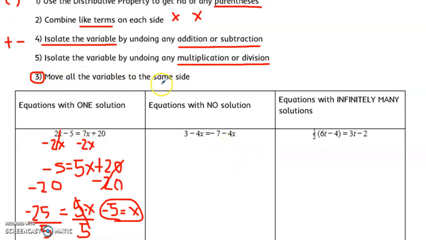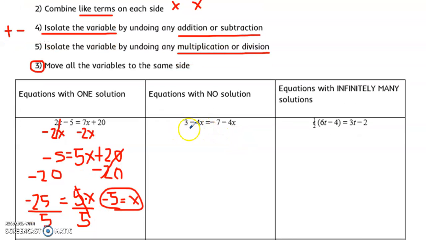Step 3, move all the variables to the same side. So we've got -4x on this side and -4x on this side. So to get them on the same side, I'm going to add 4x and add 4x. 4x minus 4x is 0, which leaves 3. 4x minus 4x is 0, and that leaves -7. Okay, now we've got 3 equals -7, which we know is not true. 3 does not equal -7, therefore we have no solution.